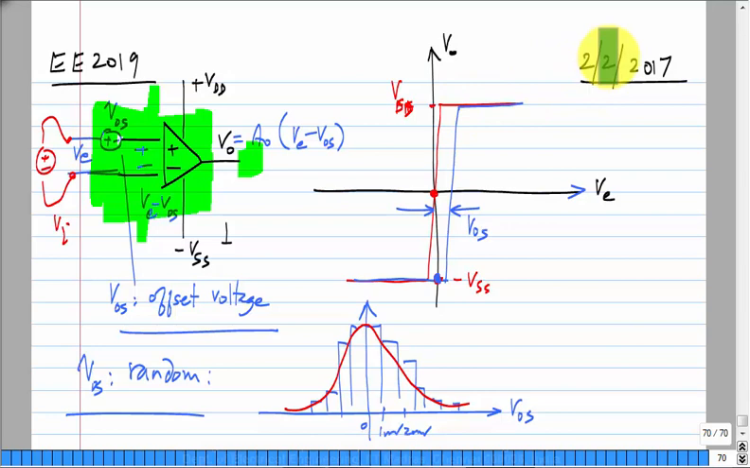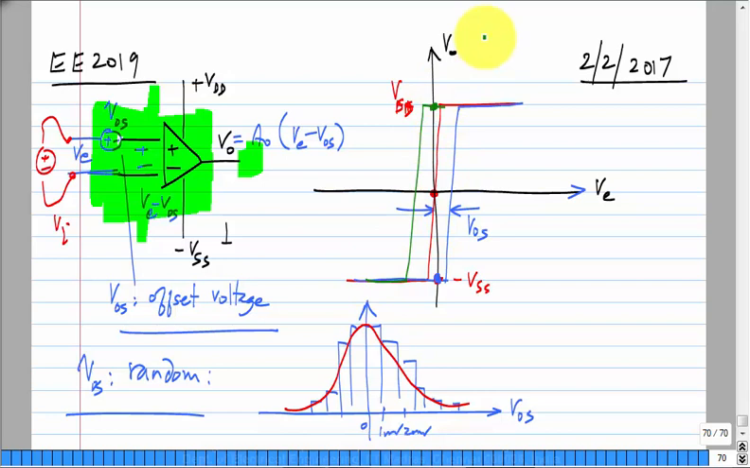So that means that the incremental gain of this voltage controlled voltage source is 0. Okay, it's completely useless. We want a large gain in the op amp. So we can't use it like this, and it's completely unpredictable, because you could have another op amp whose characteristic is like that, for which if you apply 0 input, it is saturated to plus VDD.